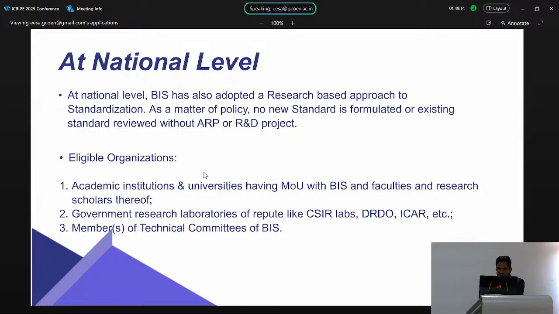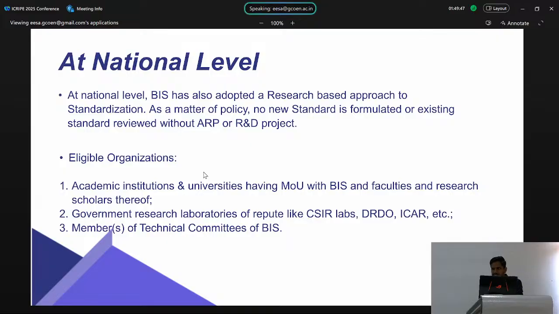The eligible organizations which can participate in this standard making process through this method are the academic institutions and universities having an MOU with BIS. Your college is one of these colleges having an MOU with BIS, and faculties and research scholars thereof. Then there are government research laboratories like CSIR, DRDO, ICAR, and the members of the technical committees of BIS.